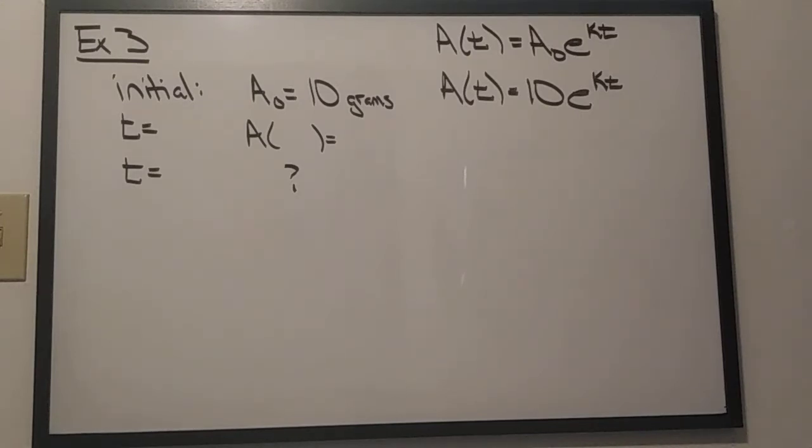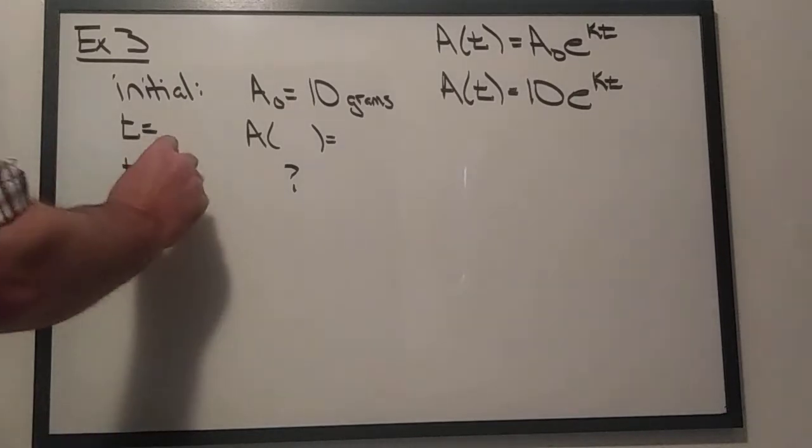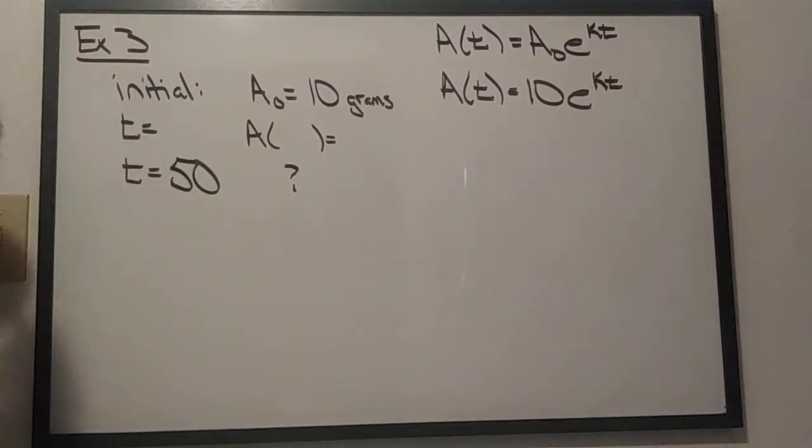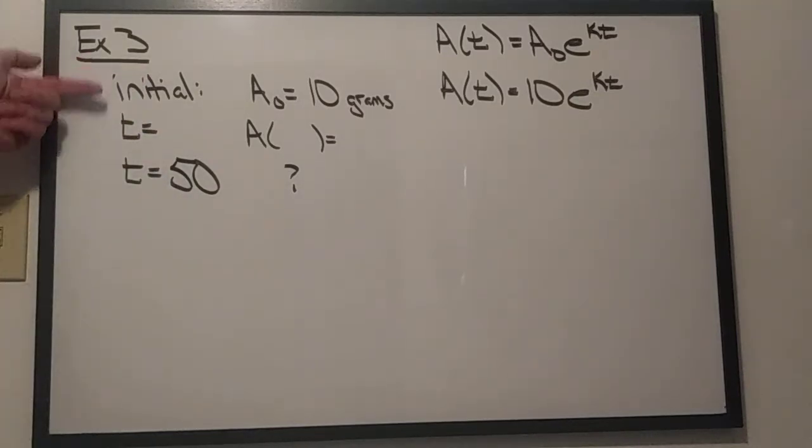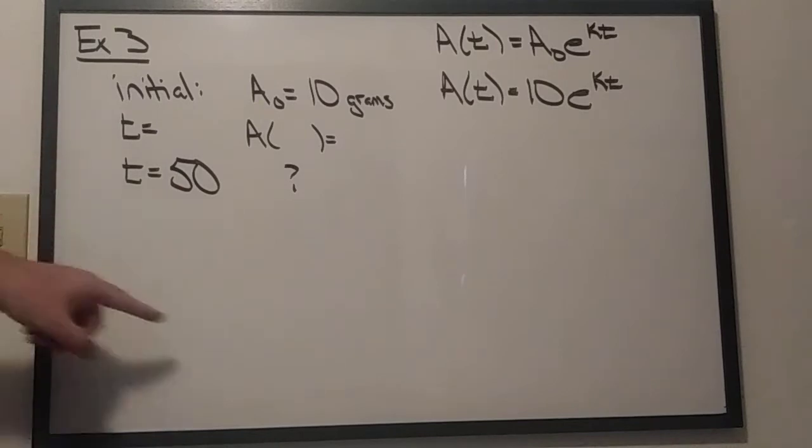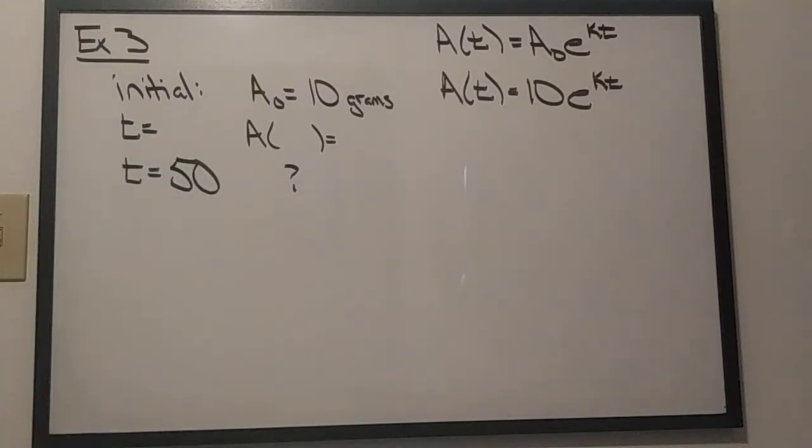Now, one of those times is relatively straightforward. They ask us for the amount of radioactive material at a t-value of 50. I'm going to put that as my 3rd time. So we have time equals 0 up here, we have time equals 50 down here, and they're asking us for the a value associated with that. So I'm saying then that the problem gives us 1 more time.